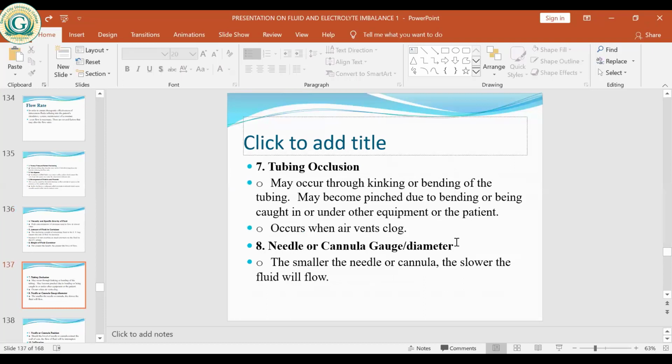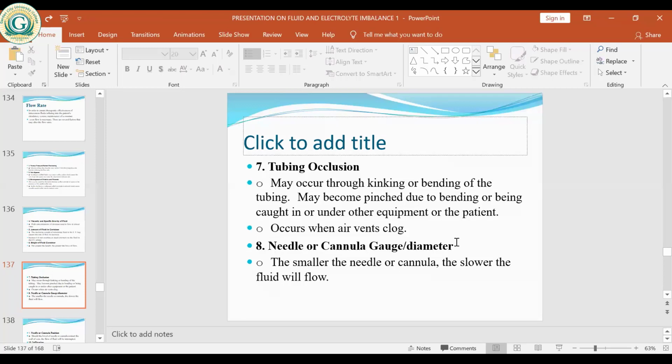The tubing occlusion. The giving set may be kinked or bent, or the patient may even be lying on it. A bed accessory may be putting pressure on it, especially if you go to C2, the orthopedic ward, where they have traction kits and other gadgets. It may be putting direct pressure on the giving set, and this may stop the infusion from flowing.